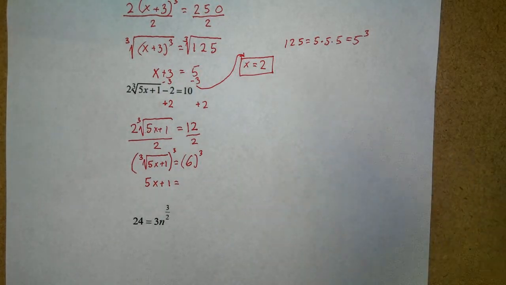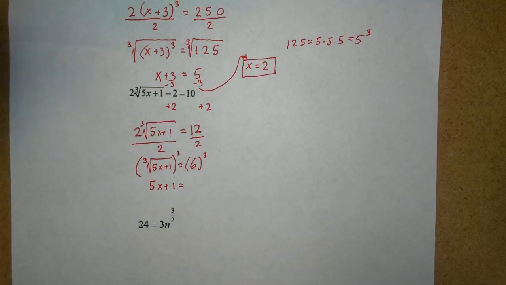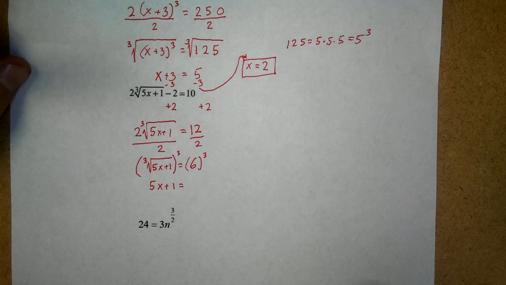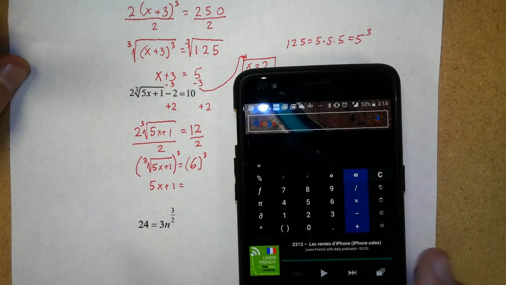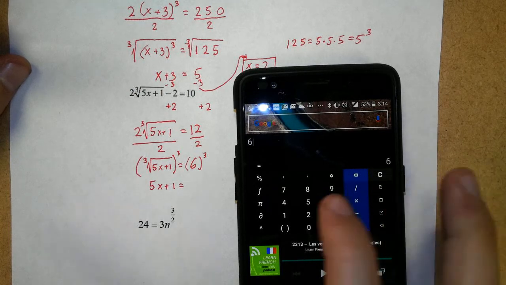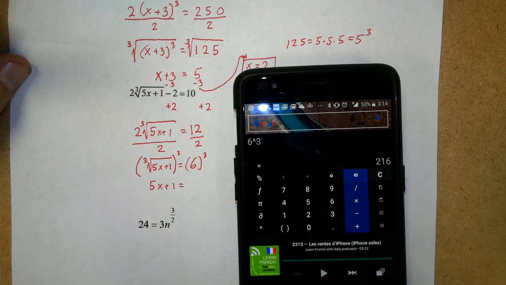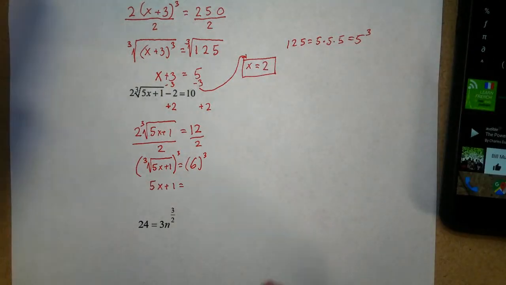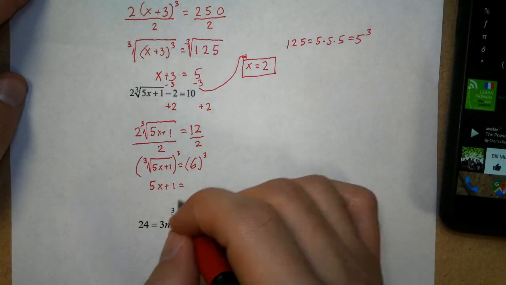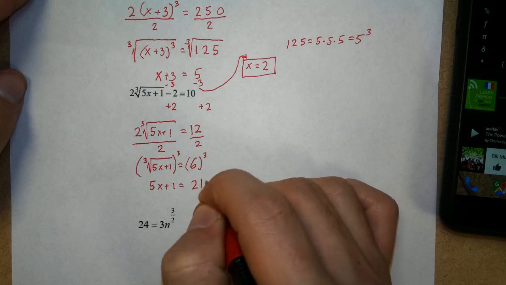And 6 to the power of 3, I'm not exactly sure what that would be. I have to take out my calculator to figure that out. Going to my calculator, 6 to the power of 3 is going to be 216. So that's equal to 216.